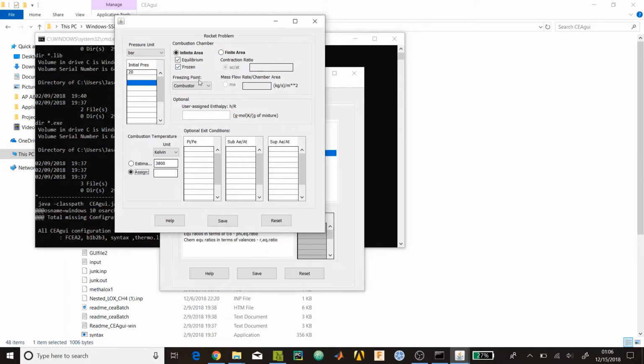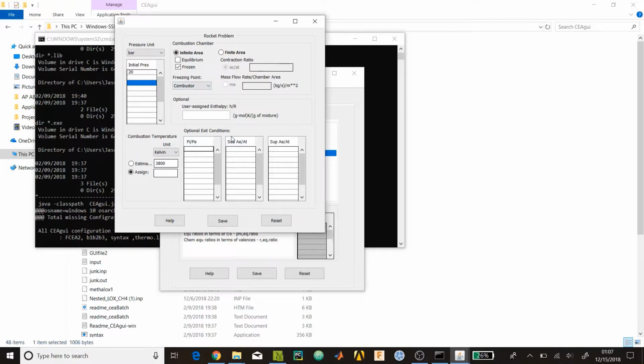It's where the combustion is so slow that you take the reactants and model their properties in the combustion reaction. Normally frozen will actually give you a slightly, I think it's around 10%, overestimate on your performance. So we're just going to uncheck equilibrium because we're going to go for frozen. Freezing point, yes, we want to freeze in the combustion chamber.